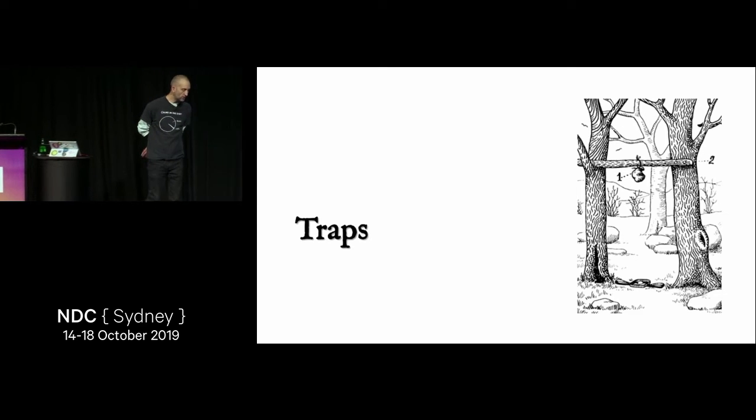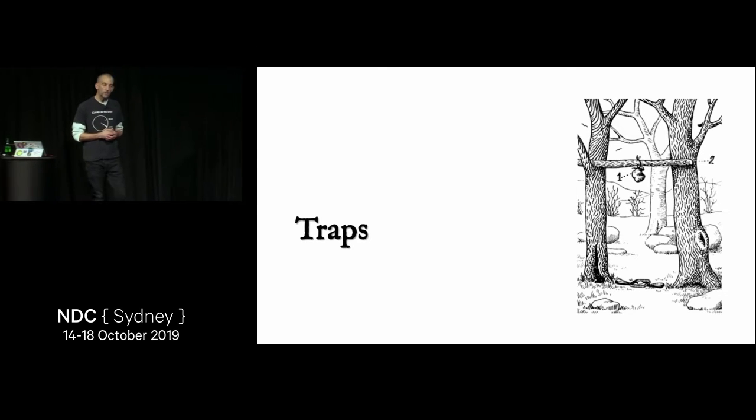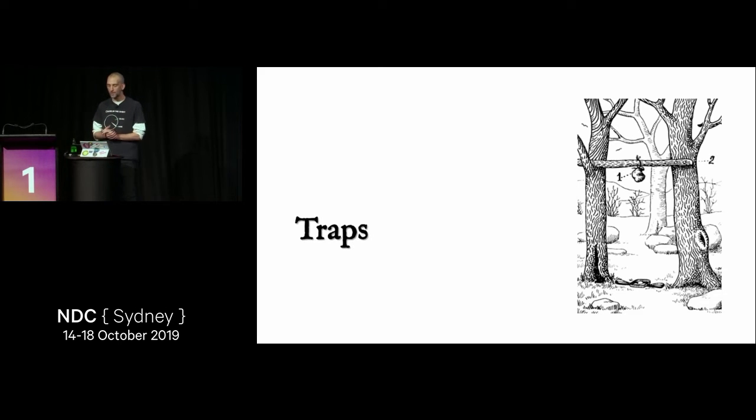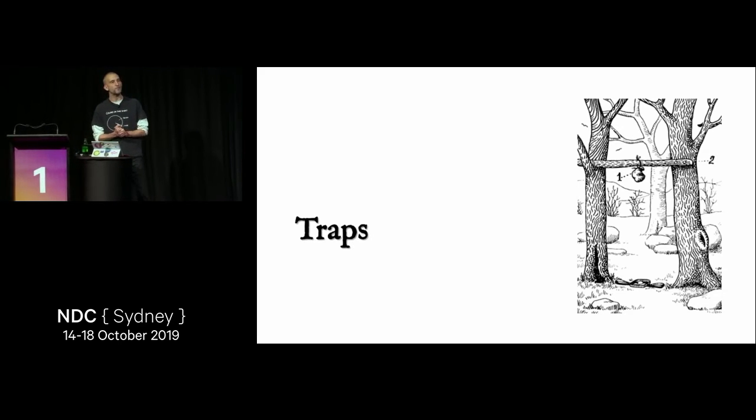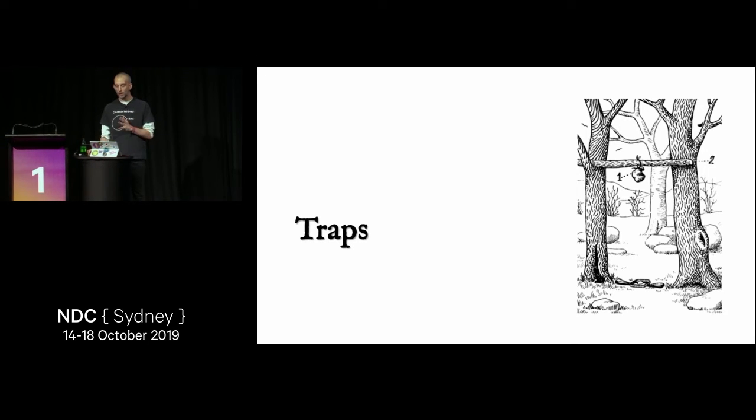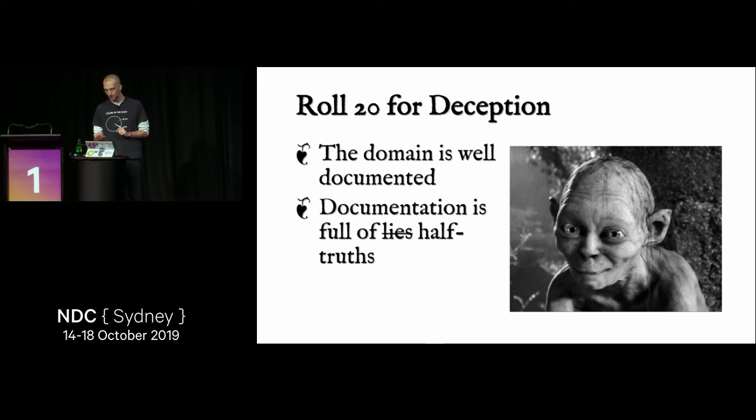So this was the first weeks on the project. I was going at it, looking at the rules, modeling more and more stuff, and everything was fine. In the process, I encountered a couple of traps. So I wanted to talk a bit about the traps and maybe give you some ideas on what to look for when you're doing domain modeling.